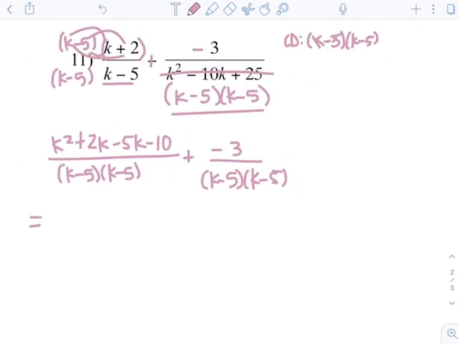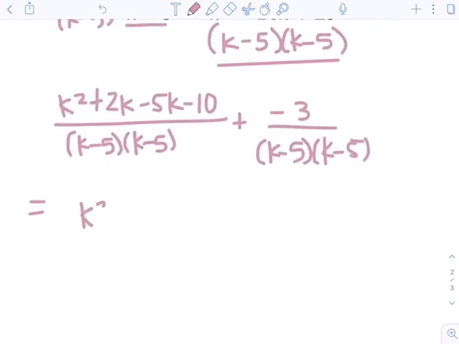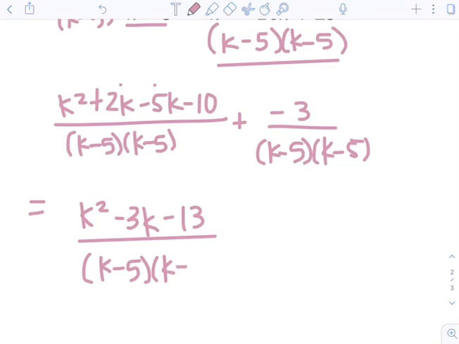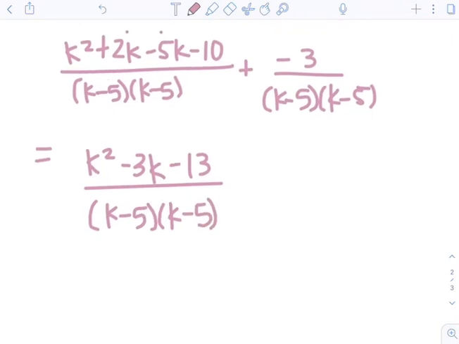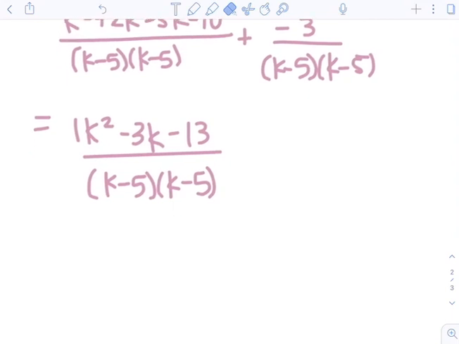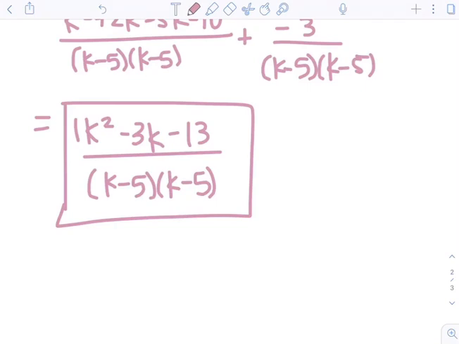Okay, and then I'm going to combine my like terms in the numerator. So I have k squared, 2k minus 5k, that's negative 3k. And then you have negative 10 minus 3, that's negative 13, over k minus 5, k minus 5. Okay, let's see if we could factor this. So 1 times negative 13. So are there factors of negative 13 that add to be negative 3? No. So then this is your final answer.